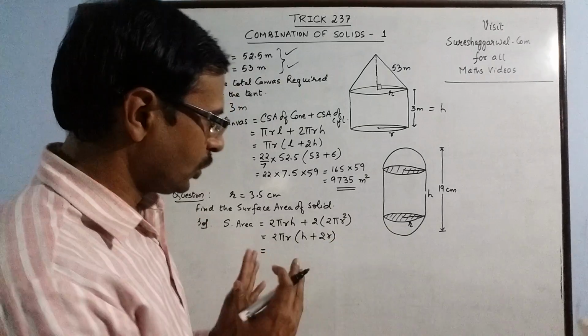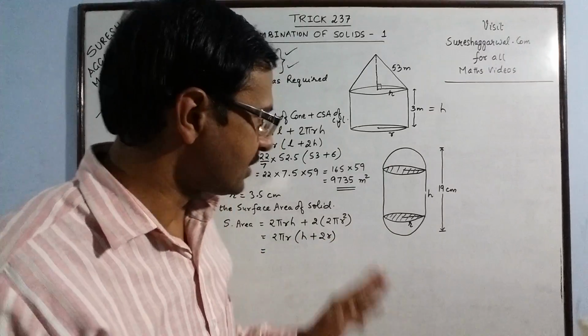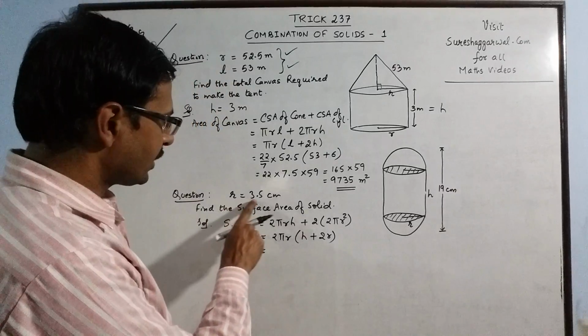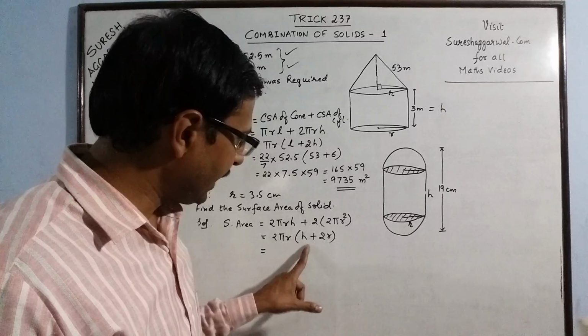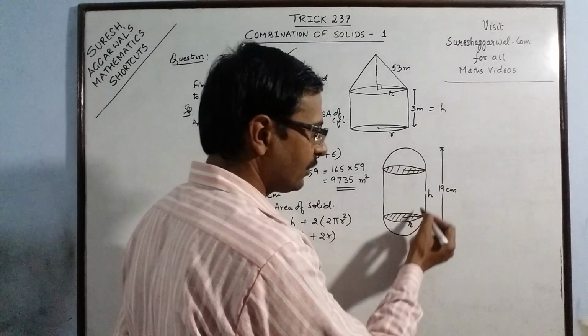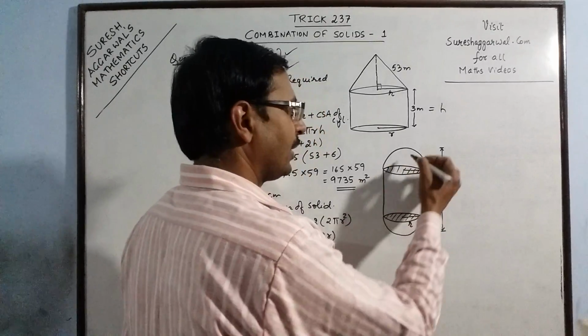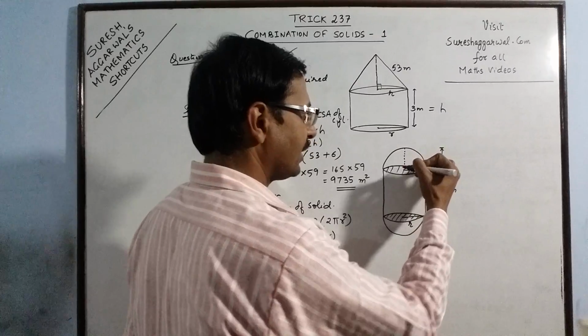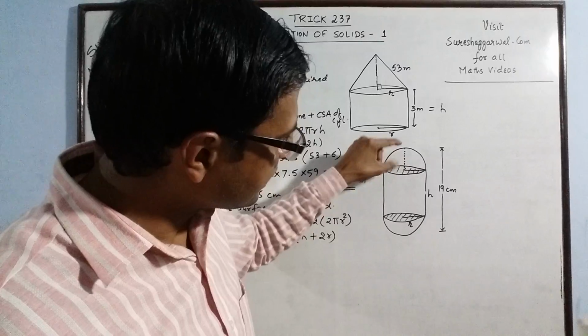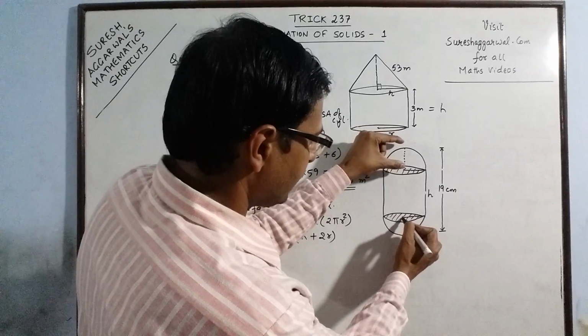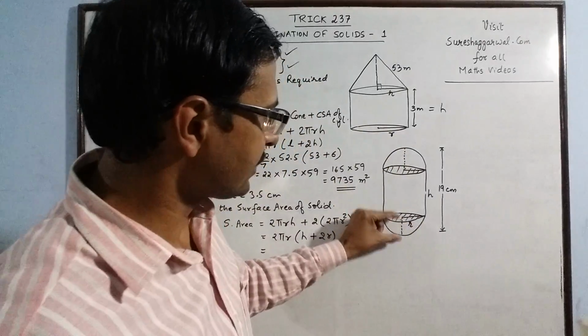Now we need to know the dimensions given in this question. r is already given, 3.5 centimeter. So apart from r, we have only h. What is the height of this cylindrical part? You see this part which I have drawn with dotted lines, this is actually the radius of this hemisphere, and this part is also the radius of the other hemisphere.